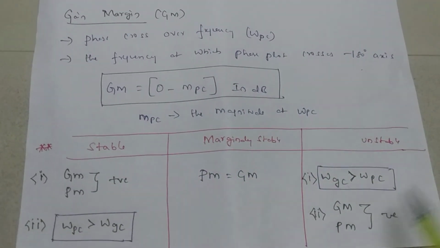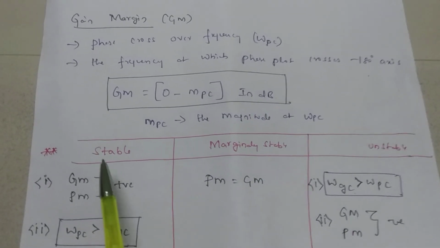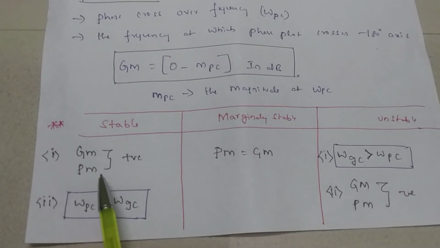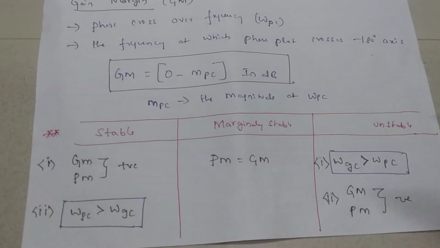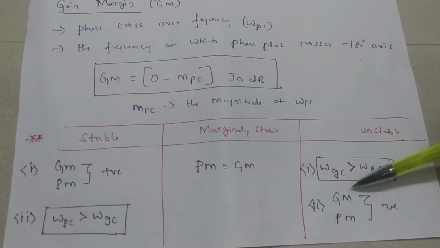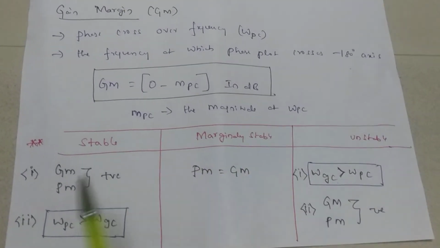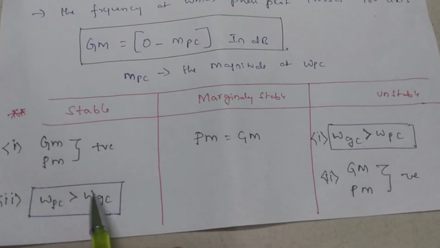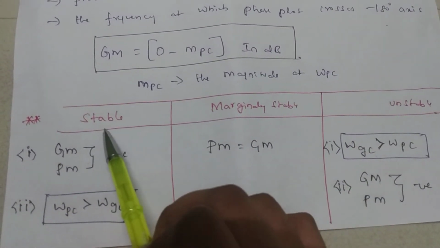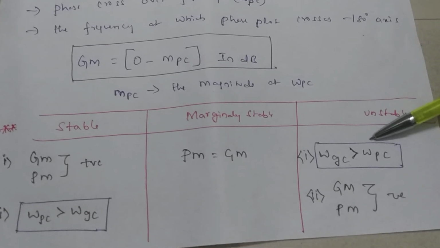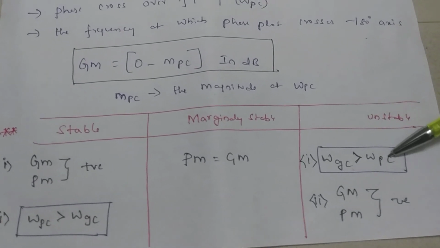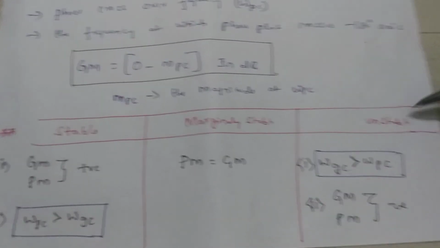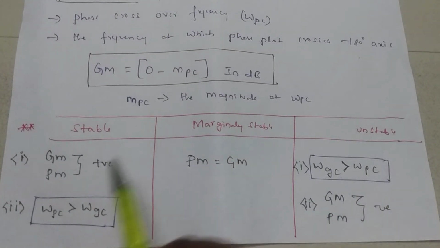This table you should remember. If the gain margin and phase margin are positive, it is a stable system. If the gain margin and phase margin are negative, the system is unstable. Similarly, if the phase crossover frequency is greater than the gain crossover frequency, it is stable. If the gain crossover frequency is greater than the phase crossover frequency, the given transfer function is unstable. This is the main thing in the Bode plot.